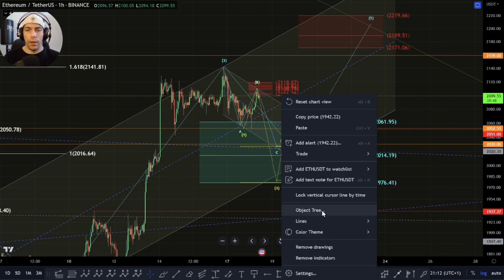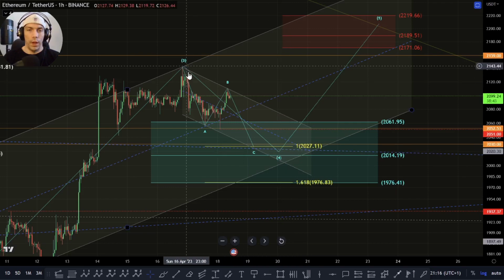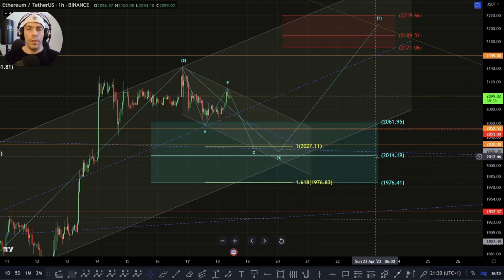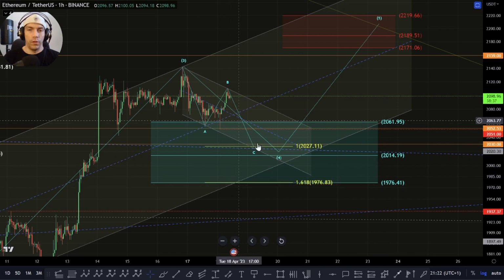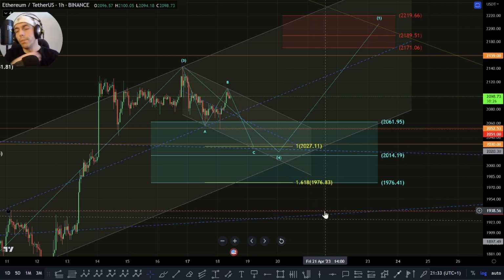If we fail to do that, we could be within this fourth wave still, and looking for that potential to come down towards this 2027, all the way really to this 1976 area would be a viable target zone. But we wouldn't really want to hit this 1618 here. Otherwise, we have to be cautious of having an additional fourth and fifth.